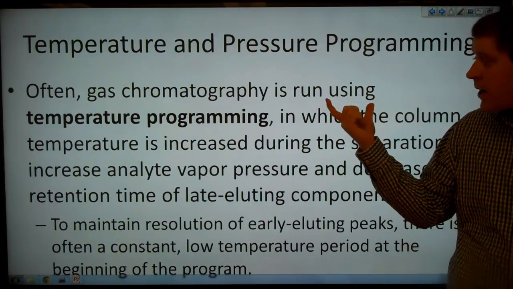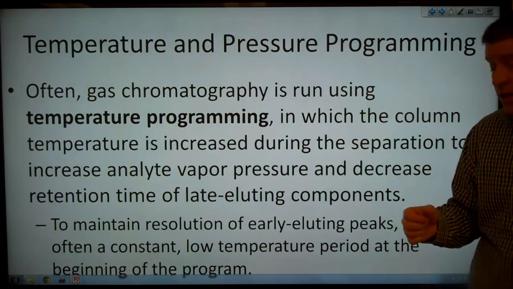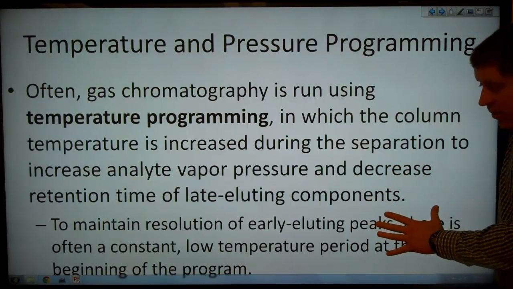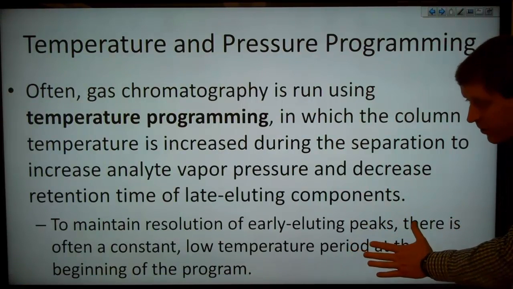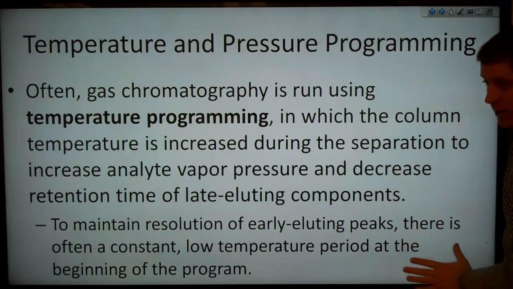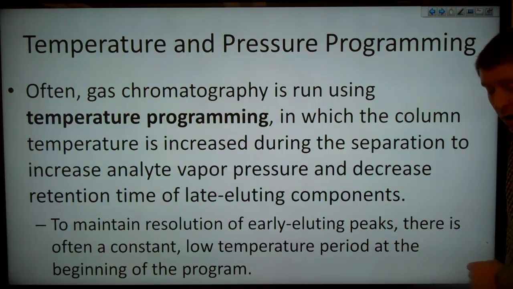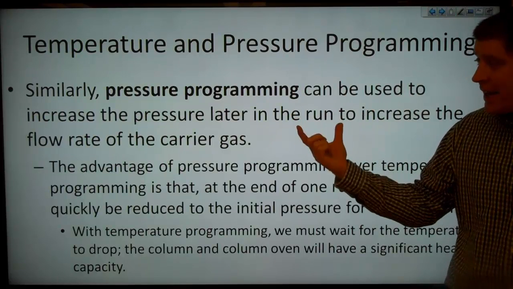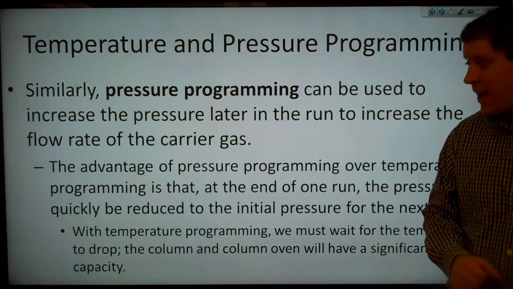Often, gas chromatography is run using temperature programming, in which the column temperature is increased during the separation to increase the analyte vapor pressure and decrease the retention time of our late eluting components. Now, to maintain the resolution of early eluting peaks, there is often a constant low temperature period at the beginning of the program. Similarly, pressure programming can be used to increase the pressure later in the run to increase the flow rate of the carrier gas.